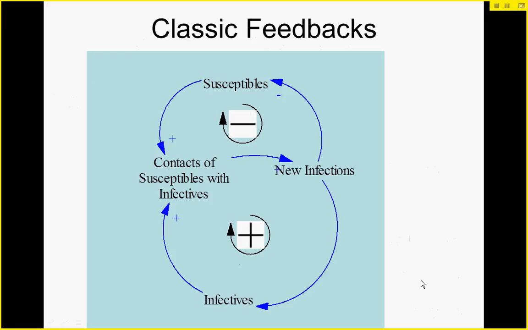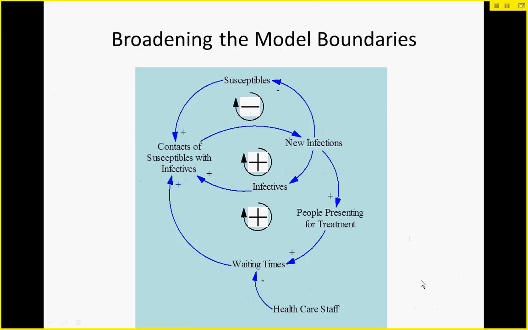And we may decide, okay, one of the things we also are going to have as a salient factor is waiting time. So the more new infections there are, the more people we're presenting for treatment. So if you need to be treated to overcome this particular infectious illness, then that will lead to higher waiting times, and that may lead to higher numbers of contacts of susceptibles with infectives.